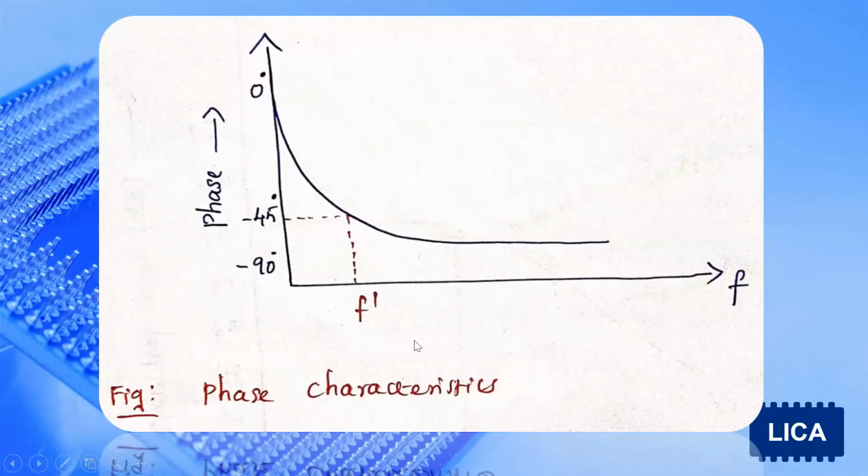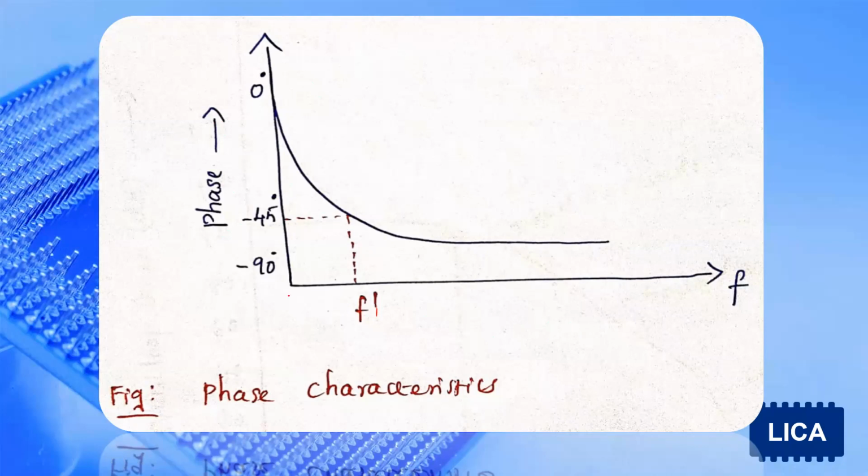Then we are going to see the phase characteristics. Here we mark the y-axis as phase and the x-axis as frequency. Here f1 will be our cutoff frequency, the corner frequency.